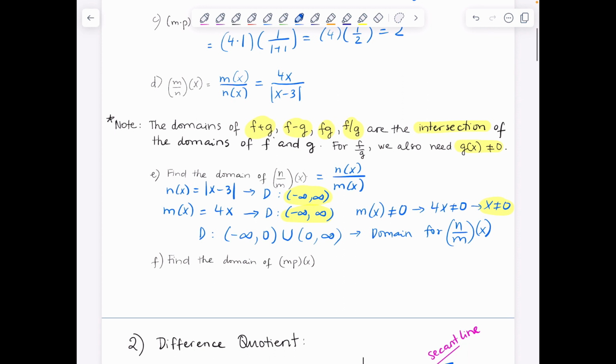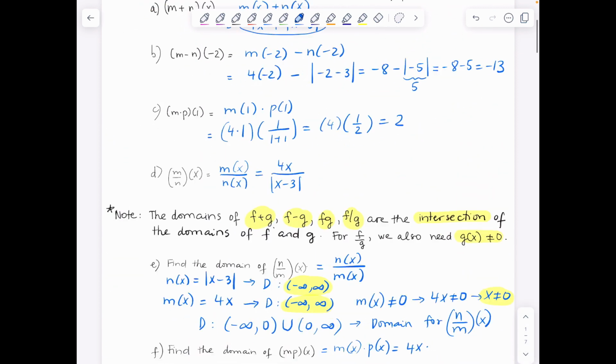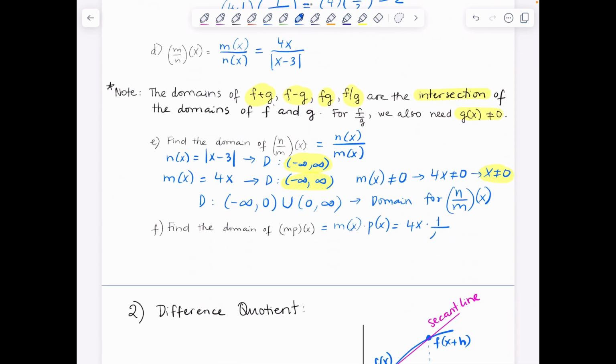Let's find the domain of m times p of x. First, let's translate to m of x times p of x. M of x is 4x, and p of x is defined by 1 over x plus 1. These can be multiplied together and give us 4x over x plus 1. Now, to find the domain, you will first find the domain of m of x, which we found earlier, and that is negative infinity to infinity.